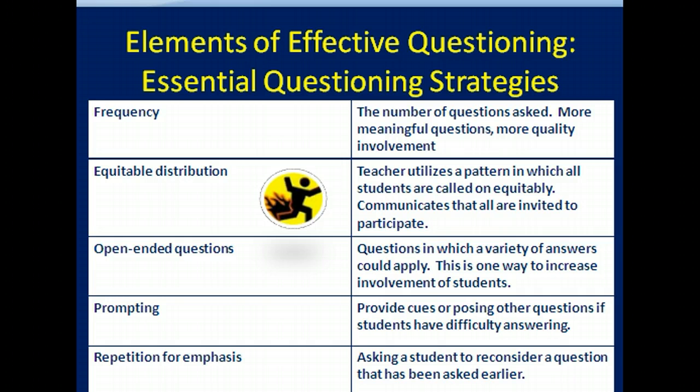Number 4, prompting. These are cues or clues teachers provide if students have difficulty answering a question, or if they give a wrong or inappropriate response. The teacher can provide a prompt or a cue to help get the student back on track to answer the question correctly. Number 5 is repetition for emphasis. This is when a teacher asks students to reconsider a previous question, or a point that has been made earlier, and to use that to help respond to a particular question.